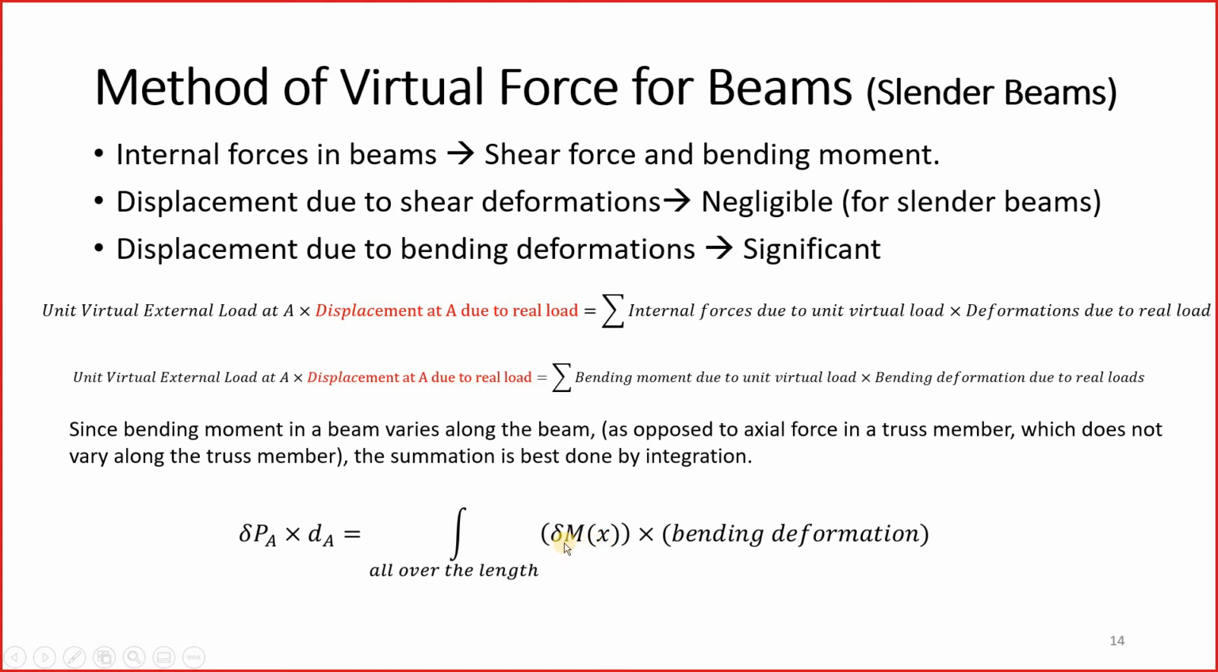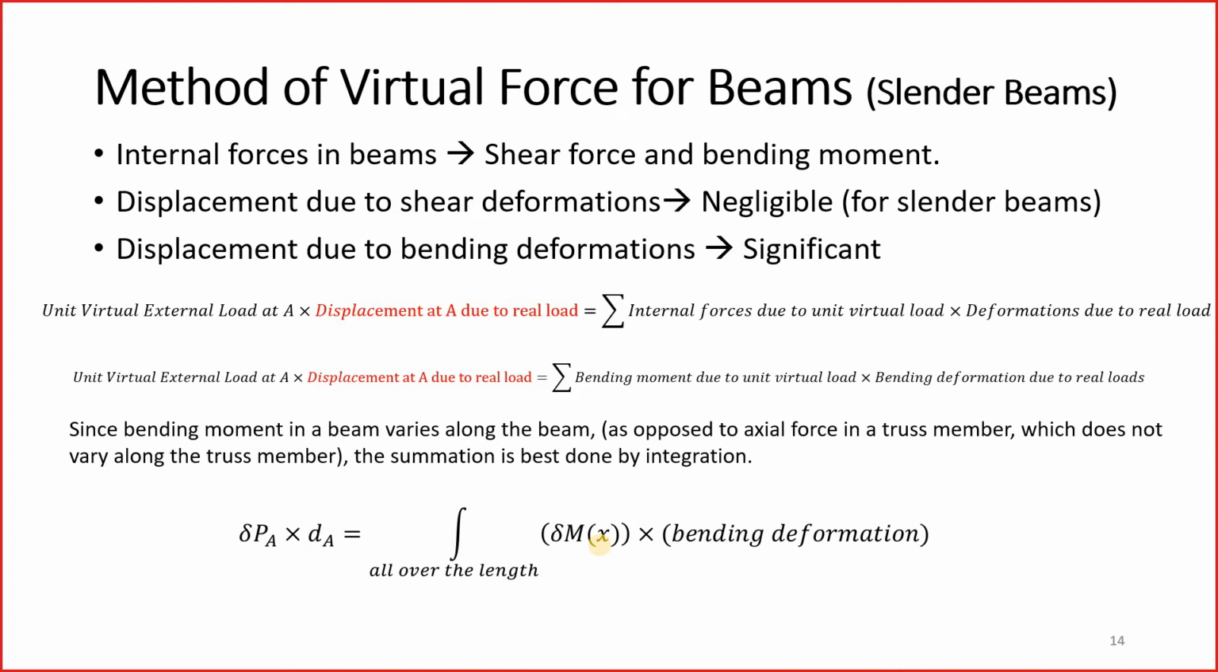This is delta M. Delta M is the bending moment due to unit virtual load, so you would represent it by delta M, just as delta P is a unit virtual external load. Delta M(x) means that this is bending moment due to unit virtual load, and since it is a function of x, we are representing it as delta M as a function of x. This is not delta M multiplied by x. This is delta M as a function of x.